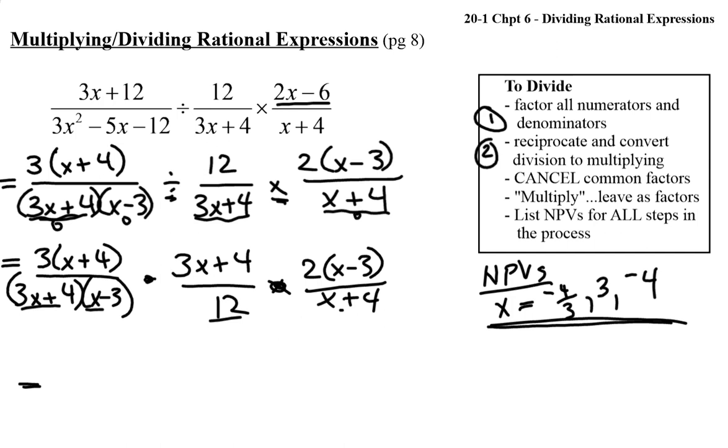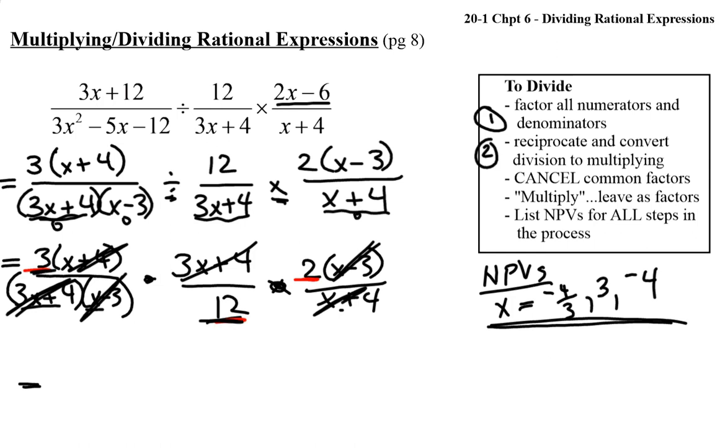Let's cancel. We have a 3x plus 4 and a 3x plus 4. We have an x plus 4 and an x plus 4. We have an x minus 3 and an x minus 3. What else do we have? We then have, and I'm going to change colors because it's hard to see, a 3 and a 2 and a 12. Well, technically, we can start to cancel.